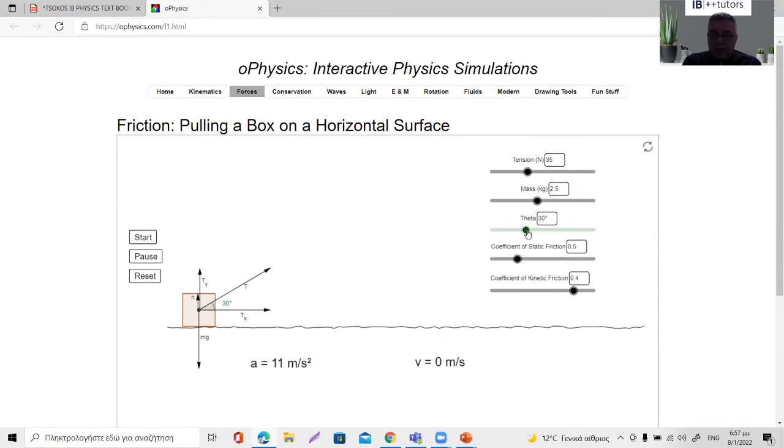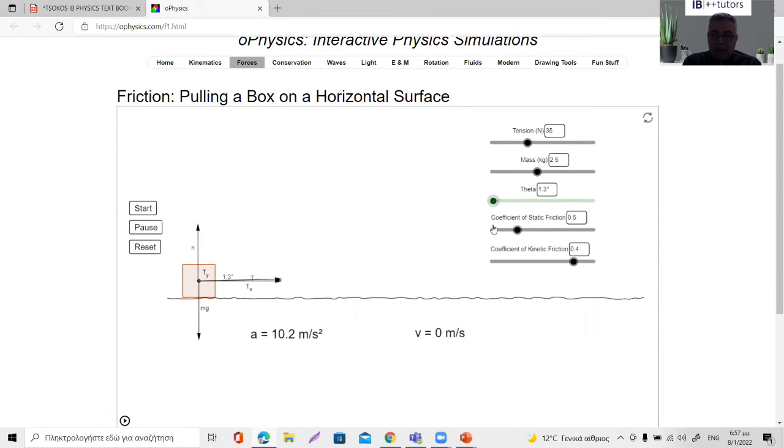First of all, we can have the angle equal to 0 because we want a horizontal force for simplicity. And also the coefficients of static and kinetic friction must be 0. So we actually have a smooth surface to work with. And now the only variables that we're going to change are the tension, actually the pulling force, and the mass.